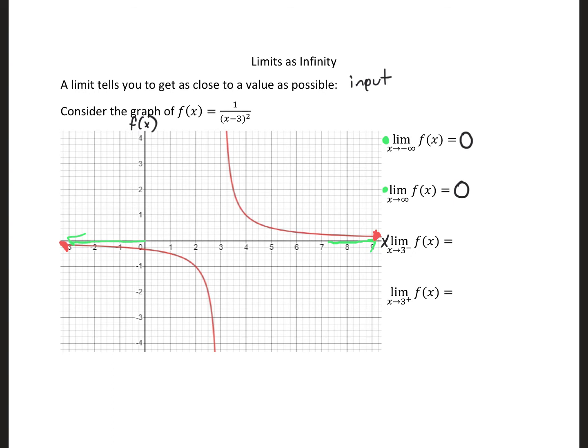Let's talk about this notation. x approaches 3, and then there's that small little negative sign. That's saying approach 3 from values to the left of 3. So what we want to do is approach 3 from the left and determine where the function is going. So as I approach 3 on the input axis, on the x-axis, where is the function going? The function is actually going to negative infinity.